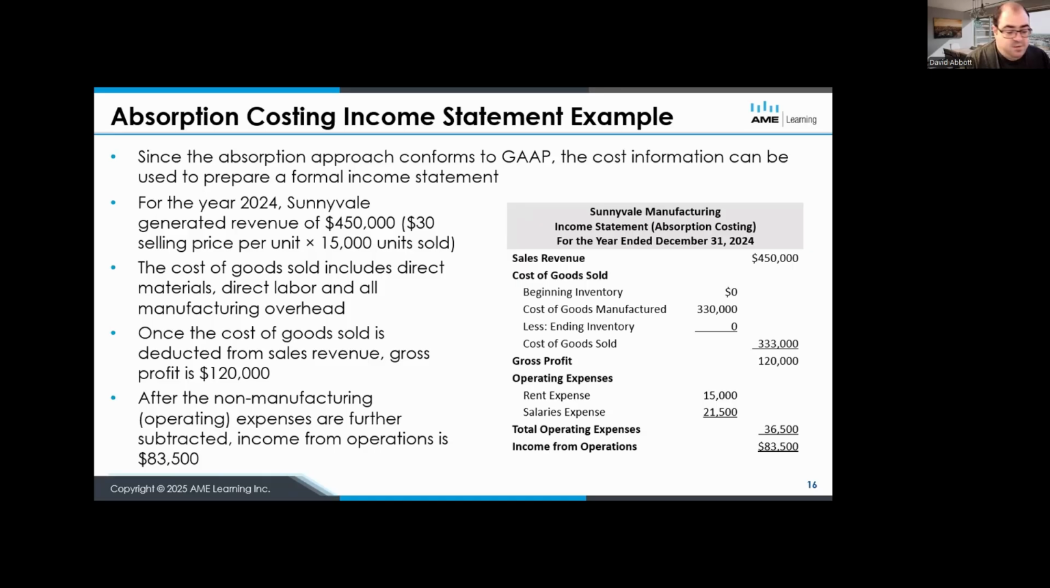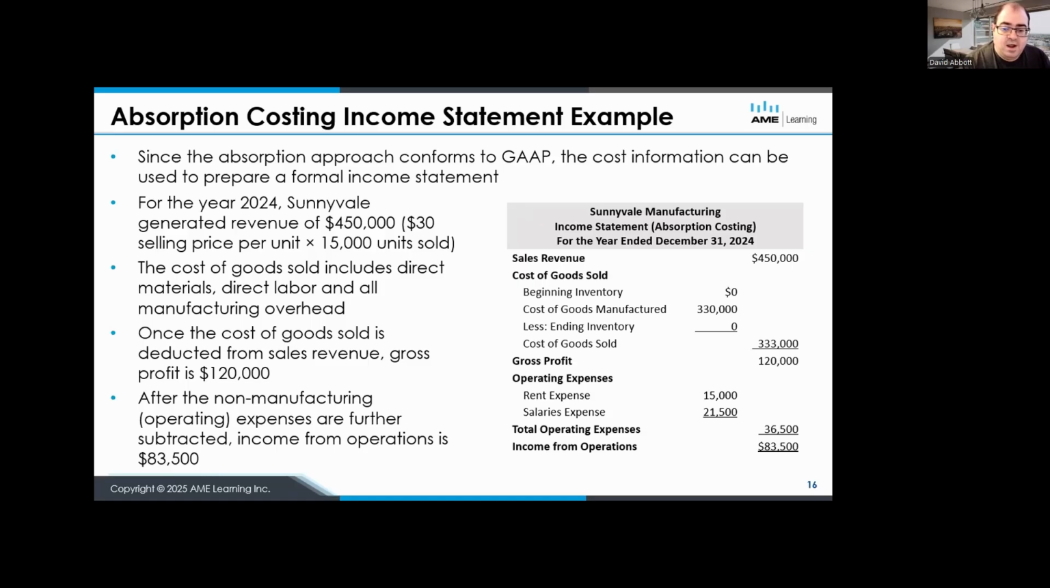And it should be 330,000. There's actually a typo. The chart in the book on page 195 for the income statement actually is correct. Here on the PowerPoint, there's a mistake, so it should be 330,000. But regardless of that, the gross profit is still 120,000, which is what it should have been. So we deduct that, and we come out with a gross profit of 120,000.